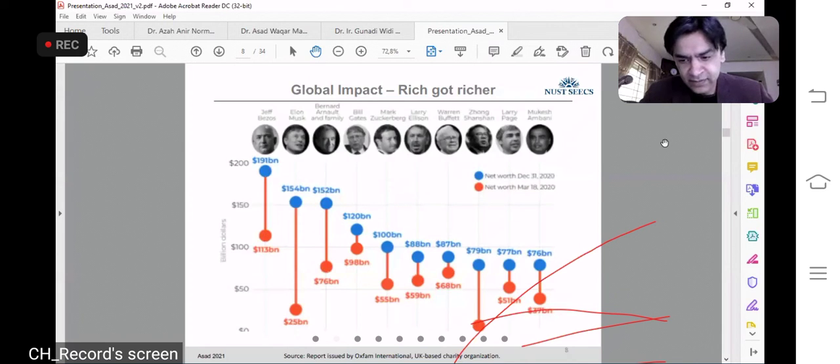So these people used this pandemic as an opportunity to excel further, right? And the result is in front of us in this slide, right? They almost doubled the amount they had before the pandemic, compared to what they have at the end of December 2020. Next slide, please.